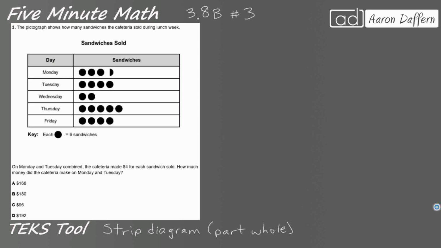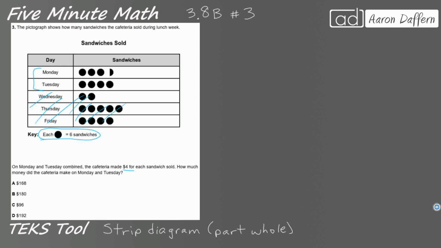So we've got a pictograph here. Whenever we look at a pictograph, we always need to make sure we are finding the key. And so each of these circles is going to represent 6 sandwiches. So that's going to be extremely important. And it says on Monday and Tuesday combined, the cafeteria made $4 for each sandwich sold. How much money did they make on Monday and Tuesday? So we just need Monday and Tuesday. We don't really need Wednesday, Thursday, Friday.